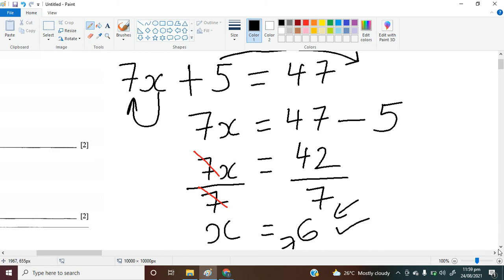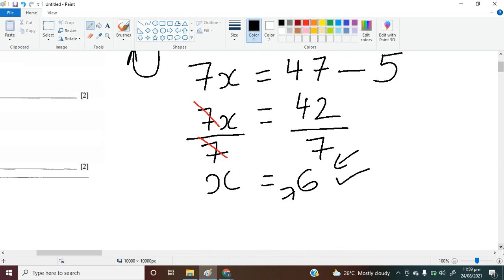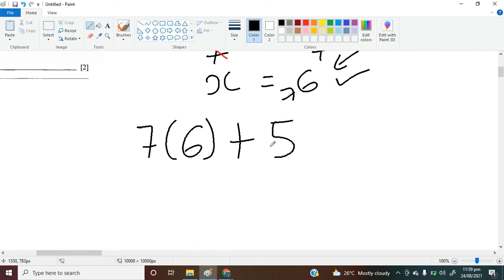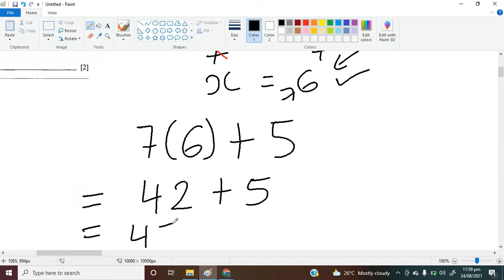And so let us check our answer of 6. Remember what this means. If I take 6 and multiply it by 7, and then add 5, I should get 47. So let's see if our answer of 6 is correct. What is 7 times 6? Well, 7 times 6 is 42. And so let's add 42 plus 5. What is 42 plus 5? Well, 42 plus 5 is indeed 47.